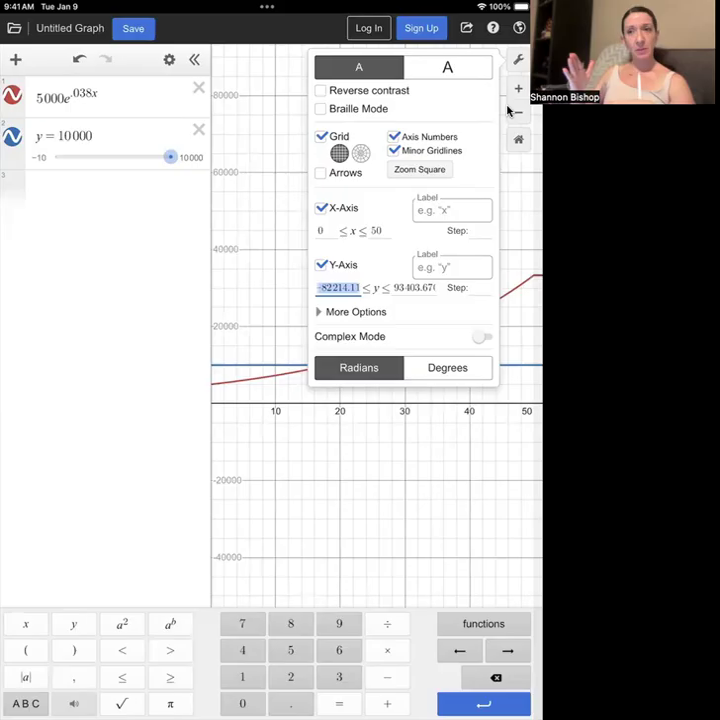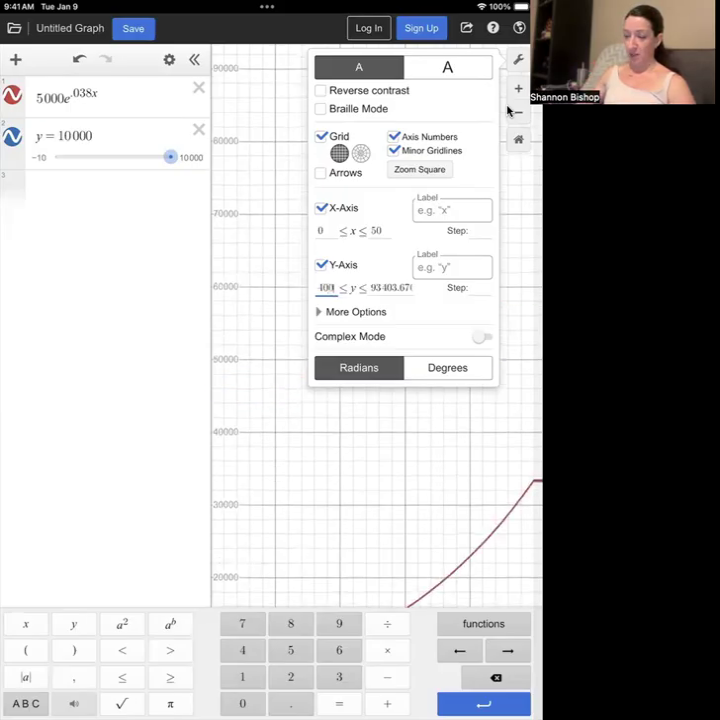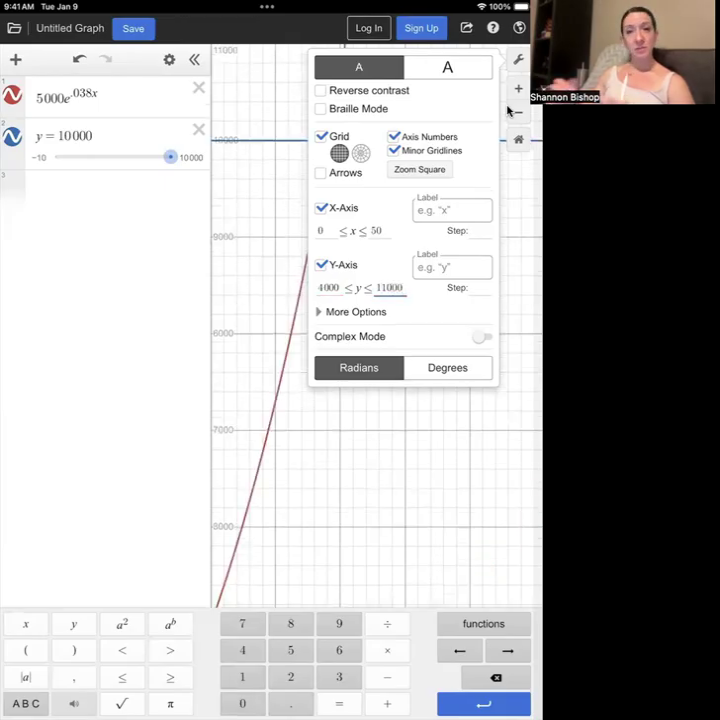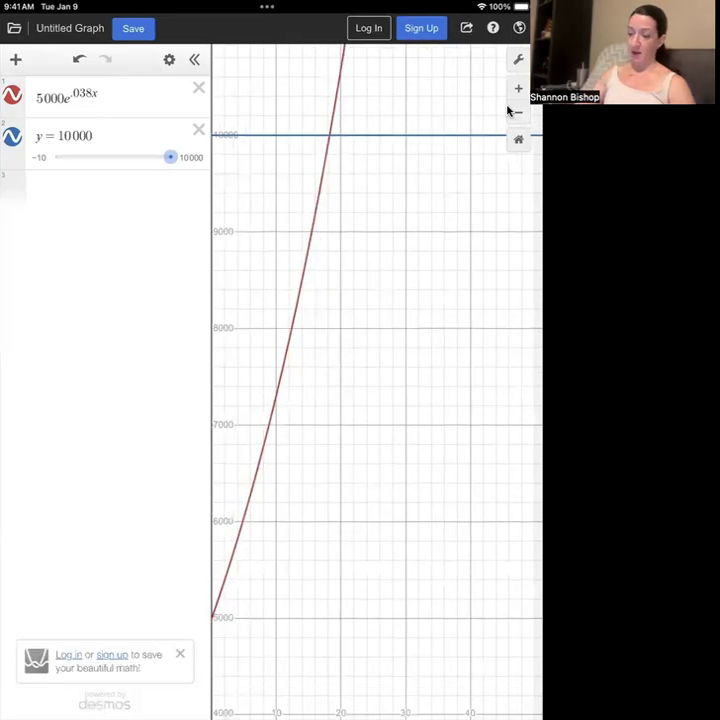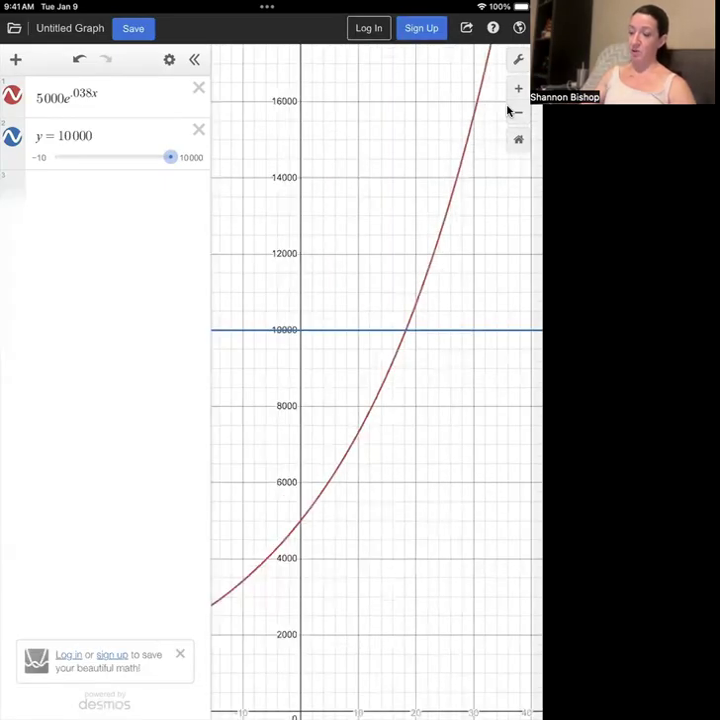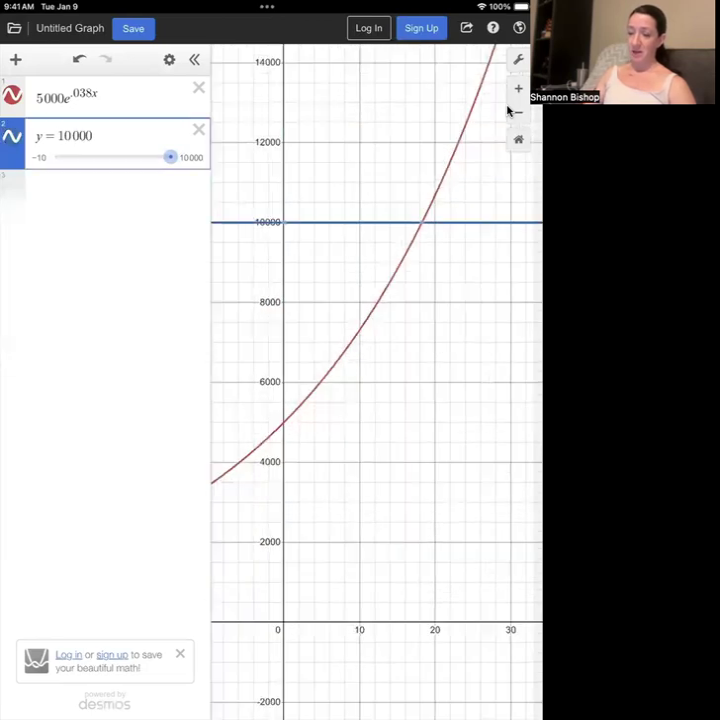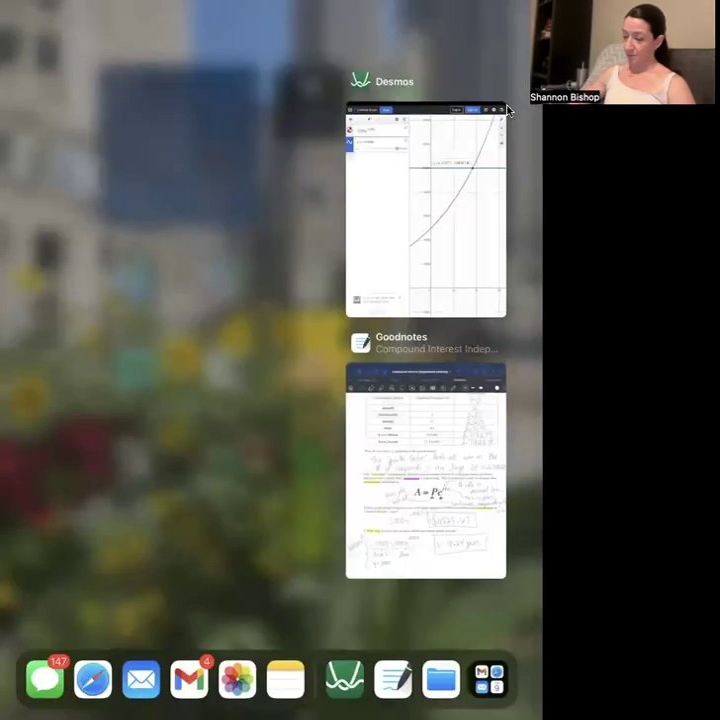I'm going to give myself a little bit of wiggle room. I'm going to say 4,000 on the low end and maybe 11,000 on the high end. Just something that covers the 5 to 10,000 range. And that is how you'll get a pretty good window of this. Notice I'm still kind of pinching and zooming a little bit, but as long as you can see that increasing red curve and then that straight across horizontal line at 10,000, that's what you want to see on these. And once again, we get the 18.24 years.